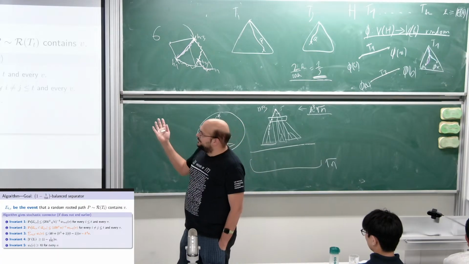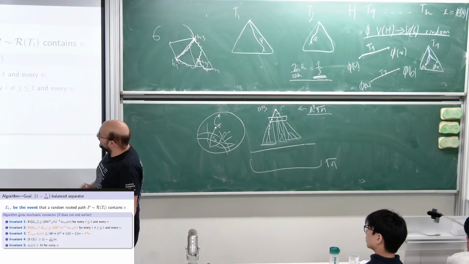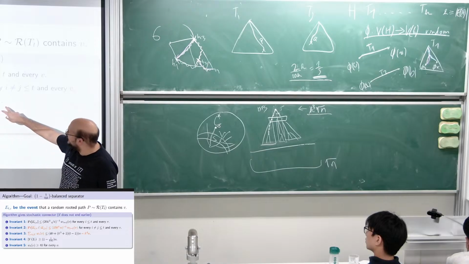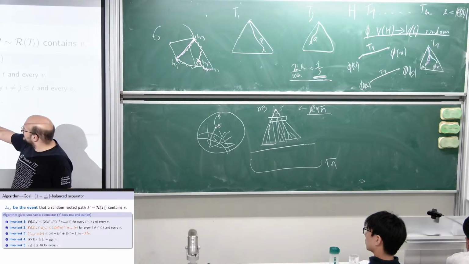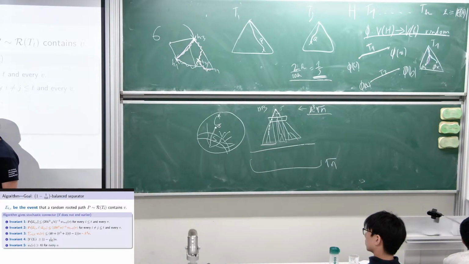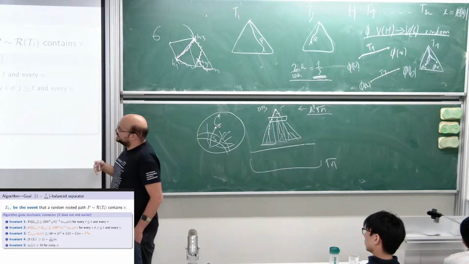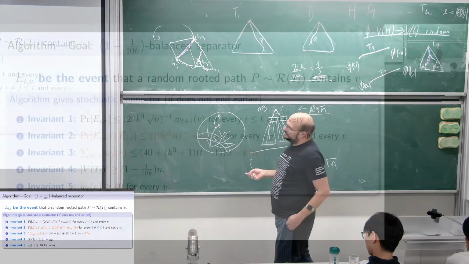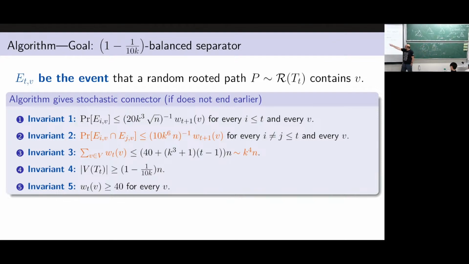Okay, so now the proof boils down to showing those 5 invariants, and we basically have weight invariant number 3, because we said that the total sum of all the weights is poly k times n, or like k^4 n. Which I said in each iteration we add weight k^3 n^2, and we have k iterations, so that's why it's k^4.